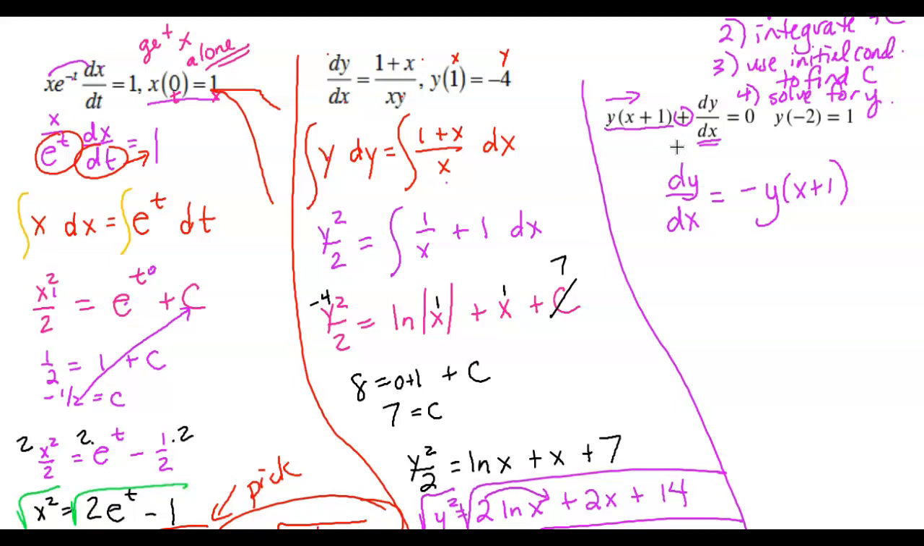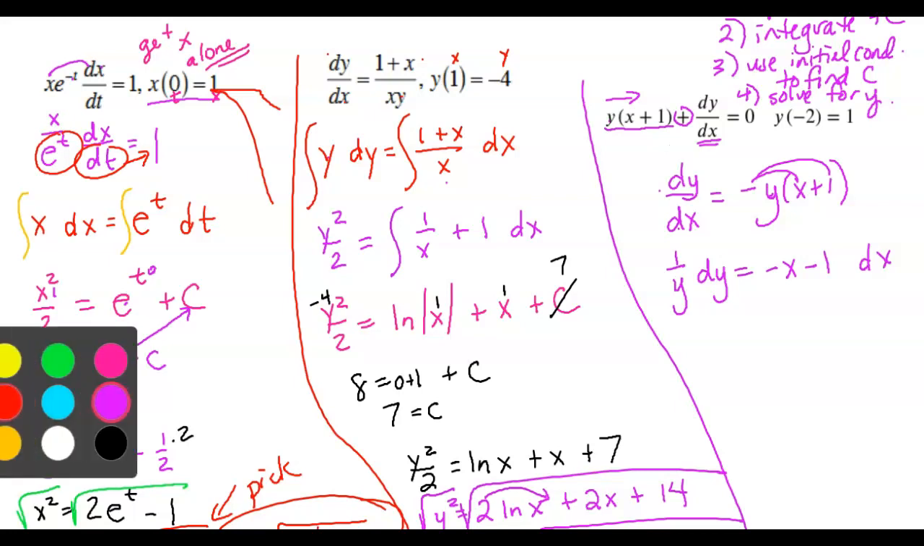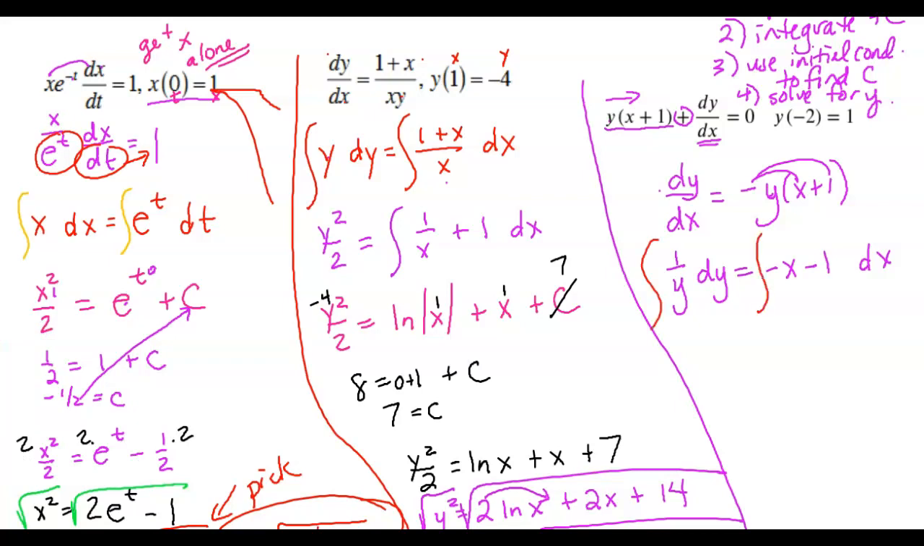So I'm going to leave the negative on the right side. I'm going to divide by y, multiply by dx. So 1 over y. We can distribute that. So -x minus 1, and then dx. You want to distribute because we have to integrate anyway. All right. So we'll integrate both sides. This is natural log of y equals -x squared over 2 minus x plus c.